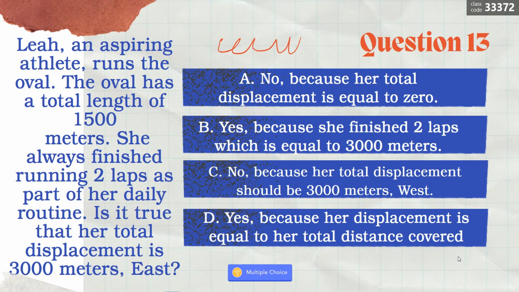A. No, because her total displacement is equal to 0. B. Yes, because she finished 2 laps, which is equal to 3,000 meters. C. No, because her total displacement should be 3,000 meters west. Or D. Yes, because her displacement is equal to her total distance covered. Okay, the correct answer for this question is letter A. No, because her total displacement is equal to 0.